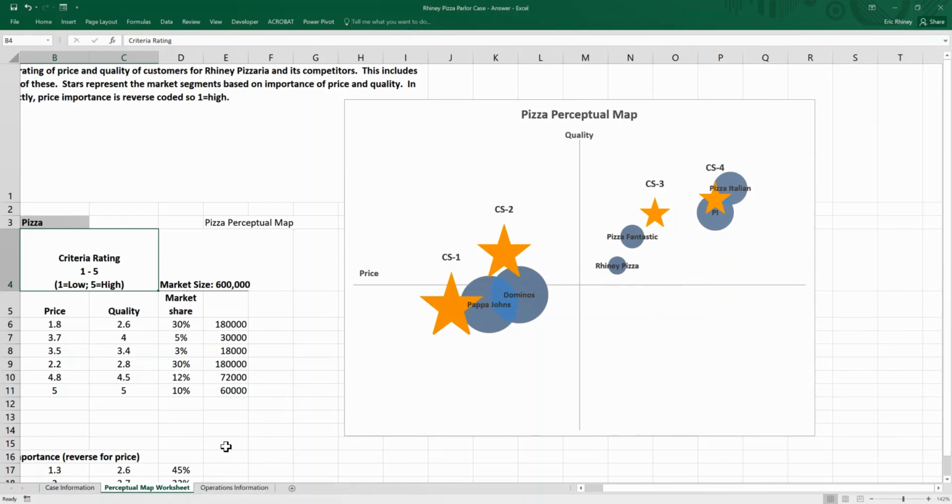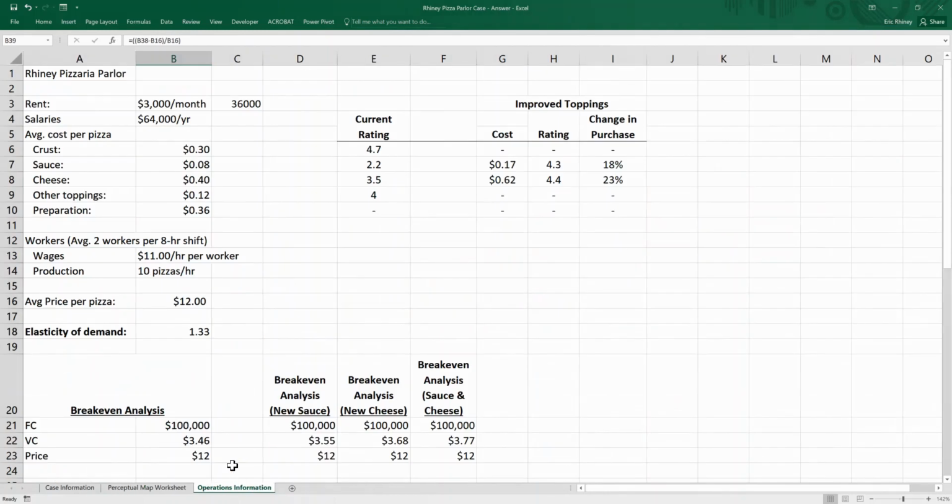All right. We're also given some other information in terms of the operations, and we see that the rent is $3,000 per month, which comes out to $36,000 per year.